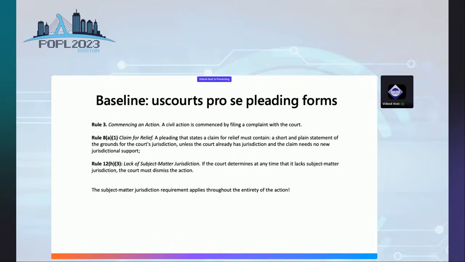Then Rule 12(h)(3) says that if at any time they discover they lack a particular kind of jurisdiction called subject matter jurisdiction, you have to kick it out. And that applies to the whole thing. On subject matter jurisdiction, one of the big things we looked at was the diversity jurisdiction rule, which is this insane algorithm for determining whether or not you can go before a federal court. One of the judges who had a hand in formulating the way it currently exists said that he regrets it. It's not great.